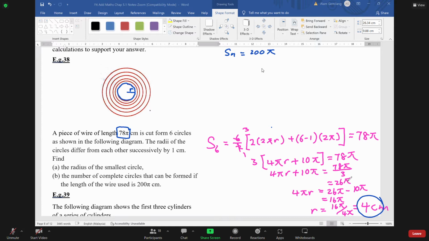You cannot round to the highest value. You have to round to the lowest value, because they give you the length of the wire. So let's say you have 11.9, you have to say 11 circles only. You cannot round up to 12 circles. Even though normally we can round off, in this case we cannot, because they want the complete circle.